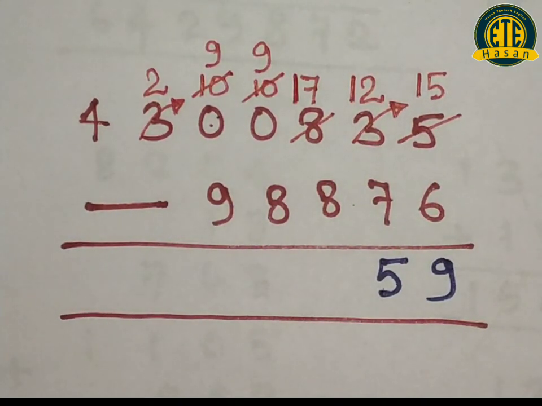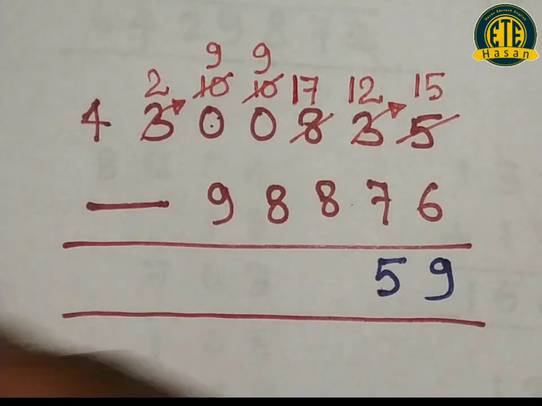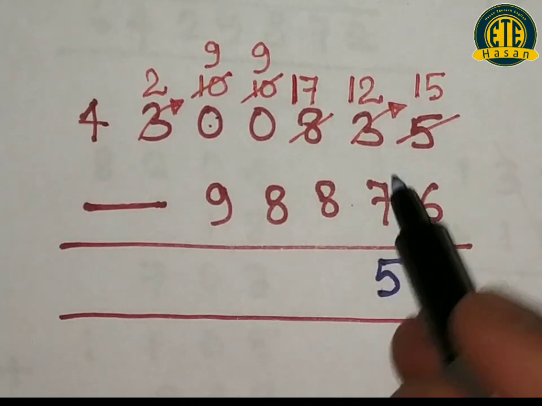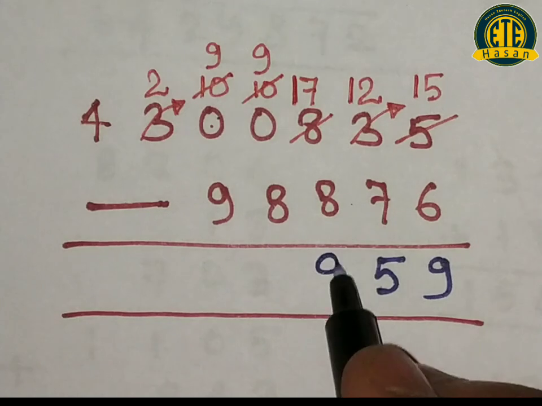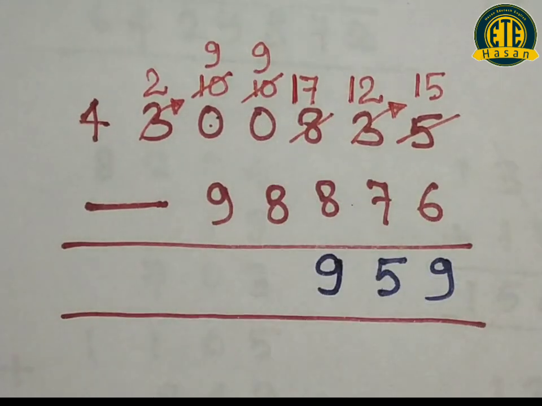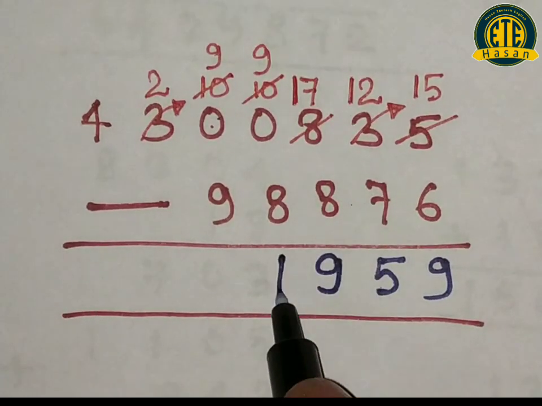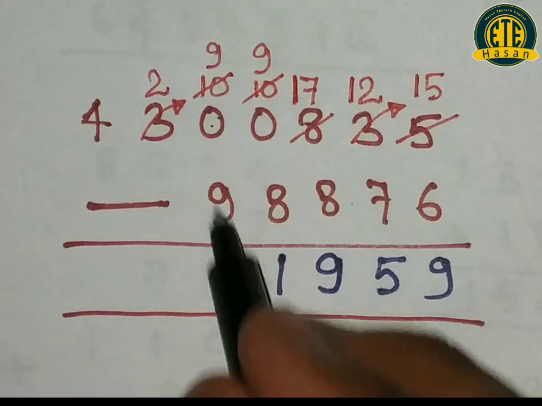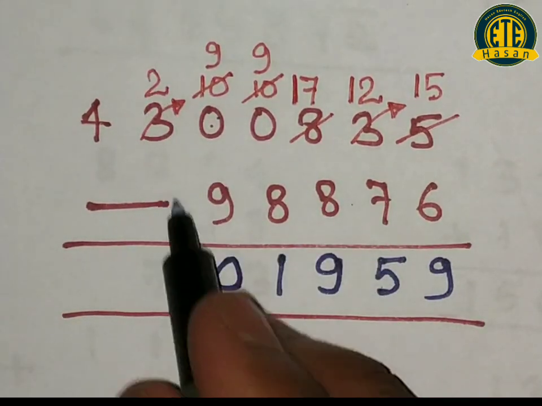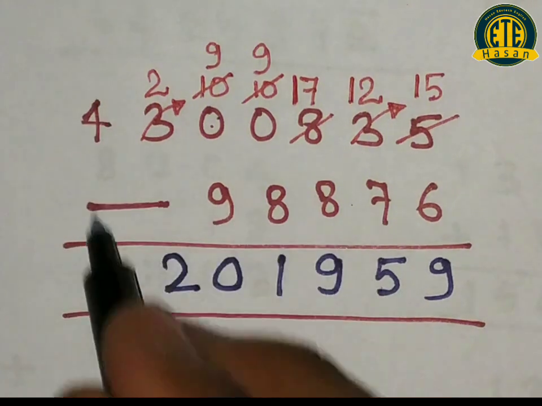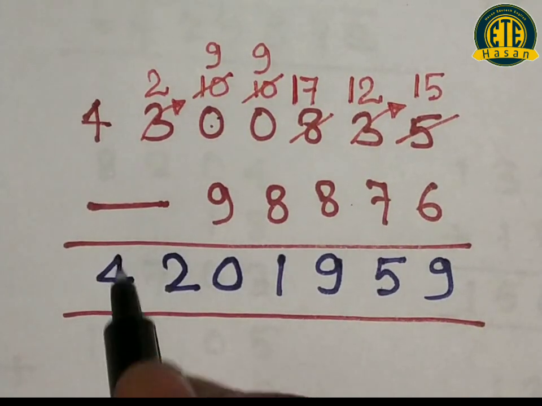Now 17 minus 8 will be 9. 9 minus 8 will be 1. 9 minus 9 will be 0. 2 minus nothing will be 2. 4 minus nothing will also be 4.